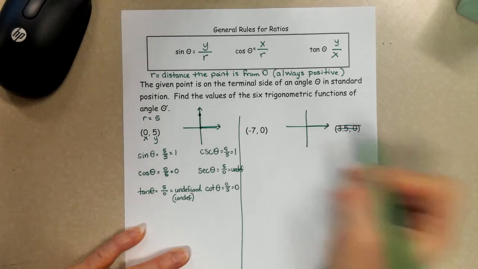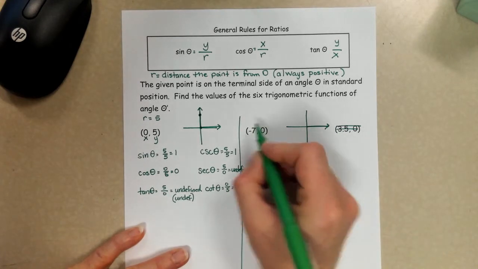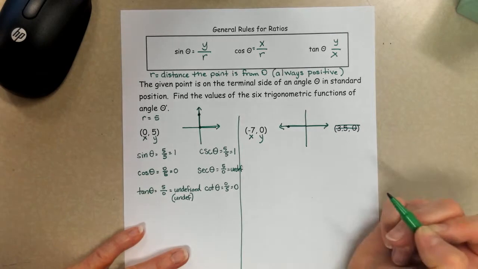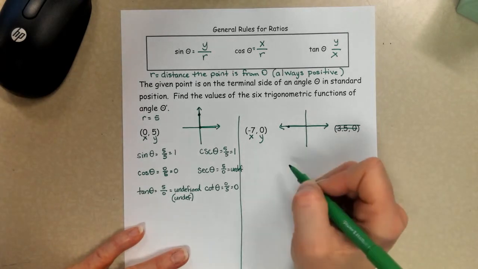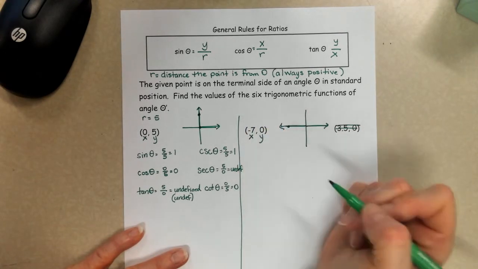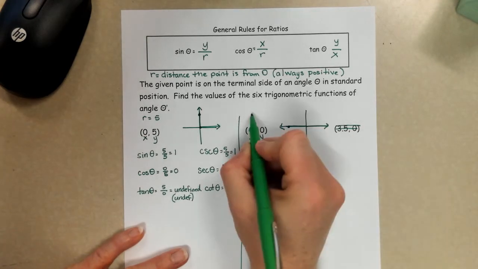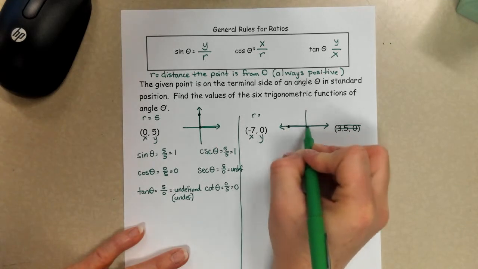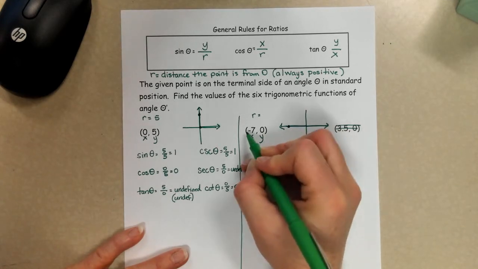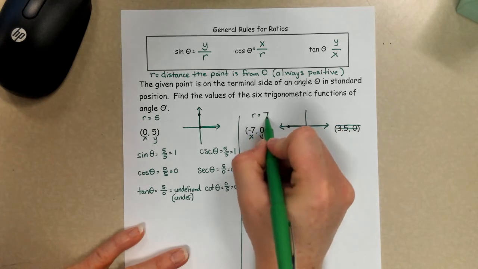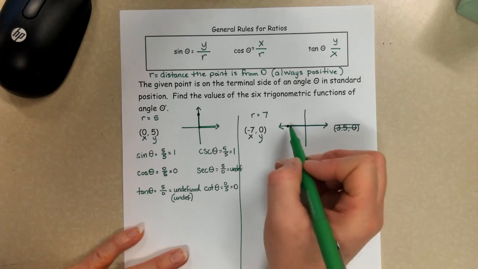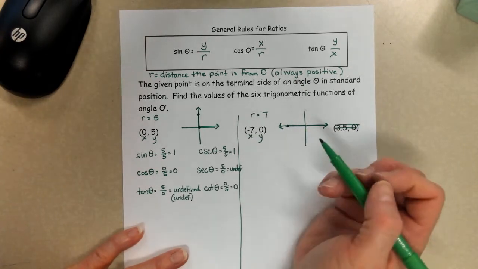If we start here, negative 7, 0. If our x is negative 7 and our y is 0, we're going to be over here on the left. Oh, well, that's just a 180-degree angle, but that wasn't the question. We're finding the 6 trigonometric values. So we need to know what r is. How far away from 0 is this point? Well, we went 7 spaces left to get there, so it is 7 spaces away. Remember, don't put the negative. It is always positive because it's the number of spaces from 0.